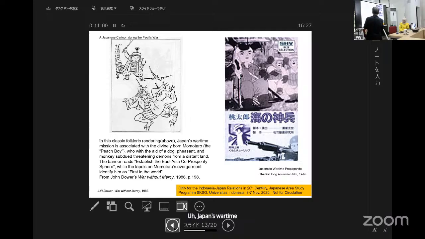This is a citation from John Dower's book. Japan's wartime mission is associated with the divinely born Momotaro, or Peach Boy, who, with the aid of a dog, a peasant, and a monkey, subdued threatening demons from a distant land. The banner reads, in English, established the East Asia co-prosperity sphere, where the lapels on Momotaro's overgarments identify him as the first in the world, or Nipponichi and Sekaiichi.